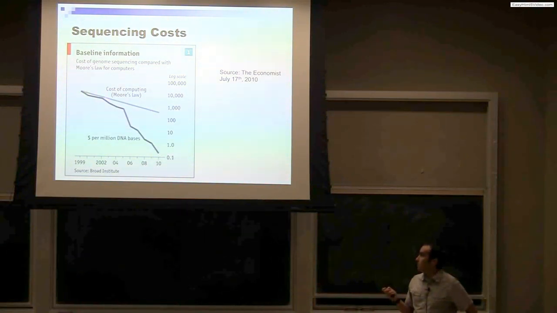This here is, what is this here? Moore's Law. Okay, what is Moore's Law? Every what? Every 18 months or something like that, right? For the same price. So what's the relation between the sequencing price versus Moore's Law? Sequencing is getting a lot cheaper, right?